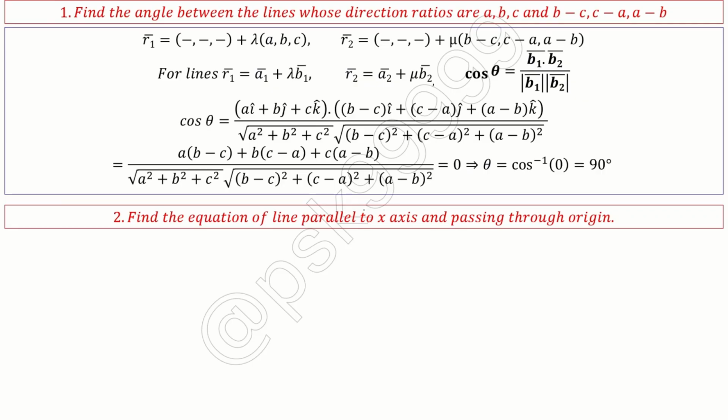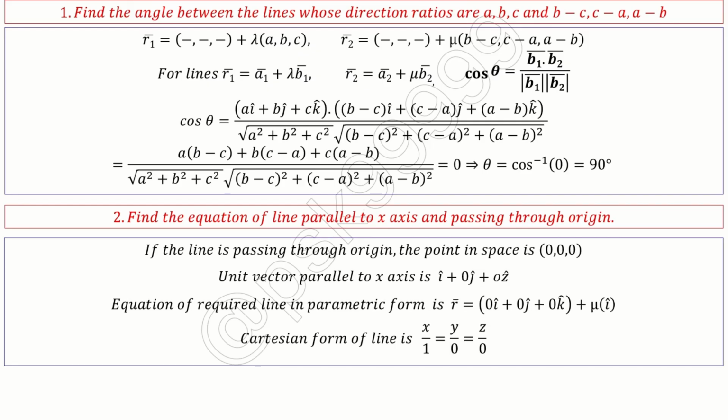Find the equation of a line parallel to the x-axis and passing through the origin. Okay, so this is a simple one. If the line is passing through the origin, the point in space is 0 comma 0 comma 0, right?